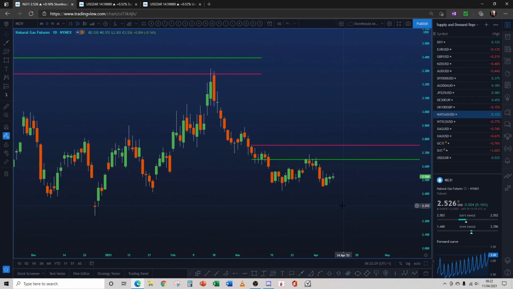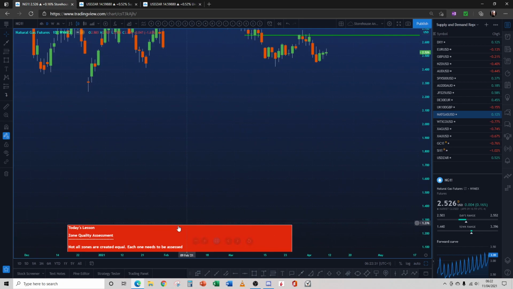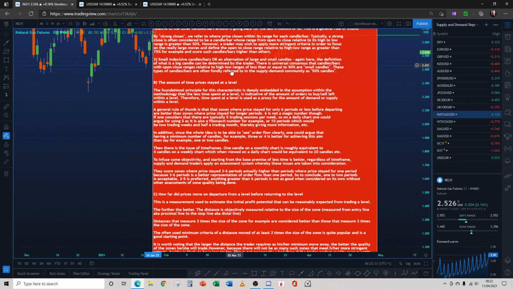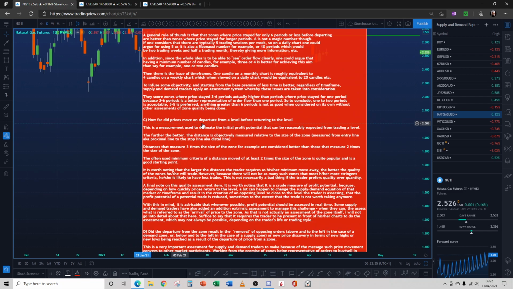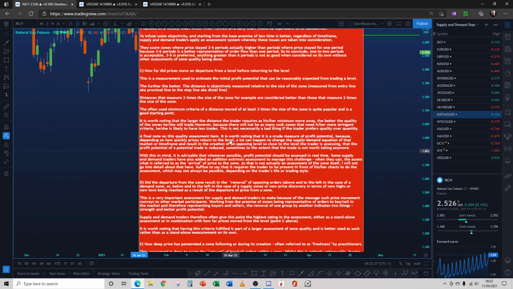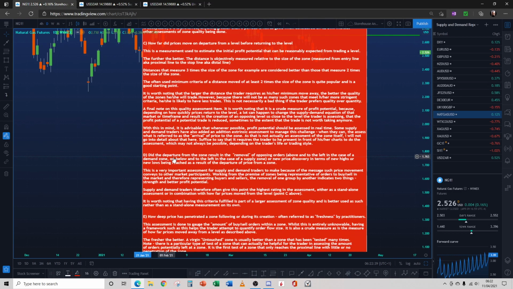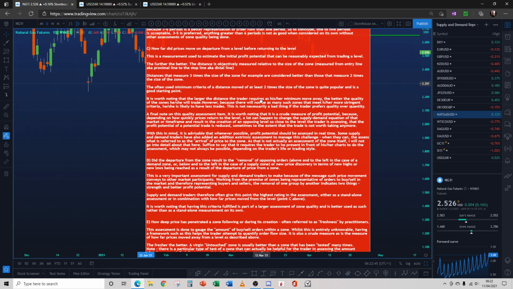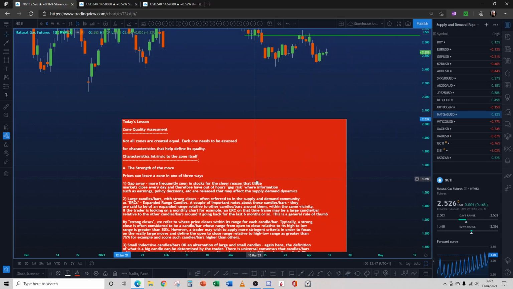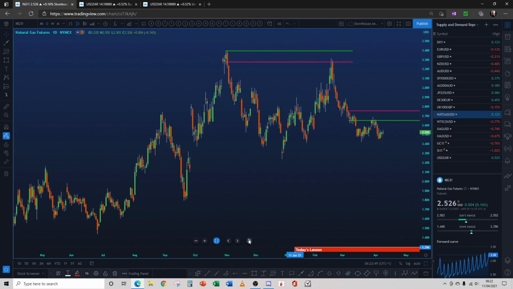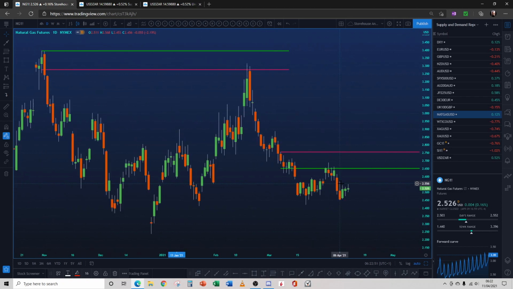Okay, let's move on to the next point really quickly. We've talked about how far prices move away. The next point we say is, did the departure from the zone result in the removal of opposing orders? So an opposing level. Okay, let's go look at that. Did the move away from the zone remove an opposing level?